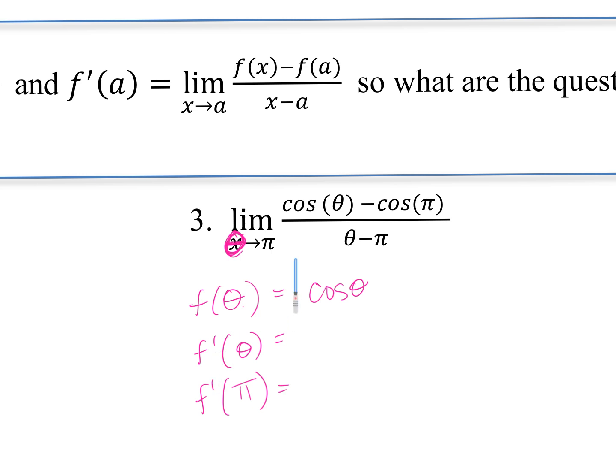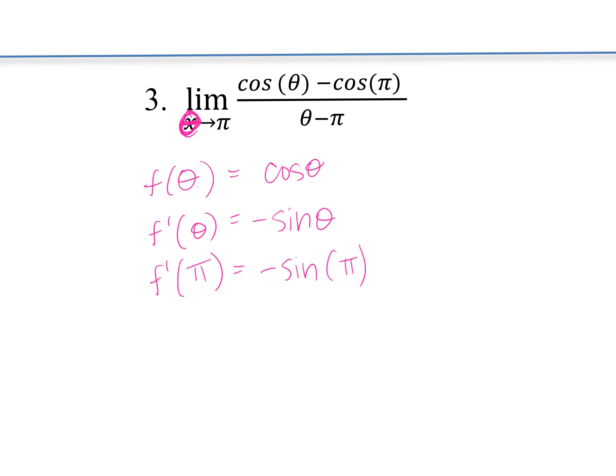Then we have to go figure out the derivative. They didn't say go find the derivative, but they did by using this formal definition of the derivative. What is f prime if my function is cosine of theta? We just learned, negative sine. Love it. Then what they want is the derivative of, what is negative sine when theta is pi? What's the y coordinate at pi? It's 0.